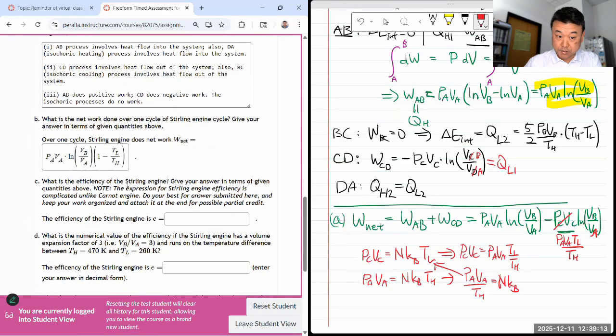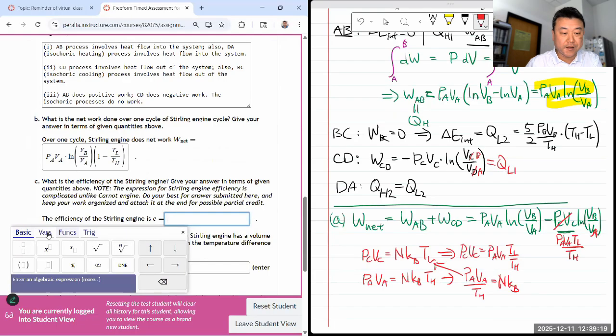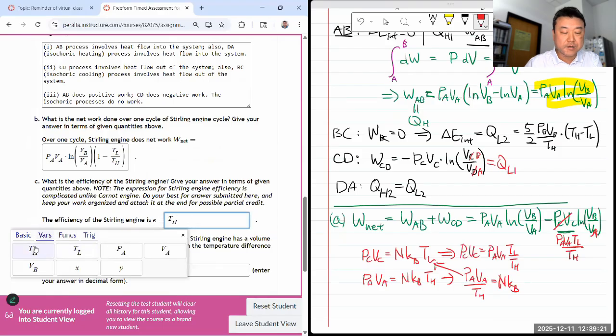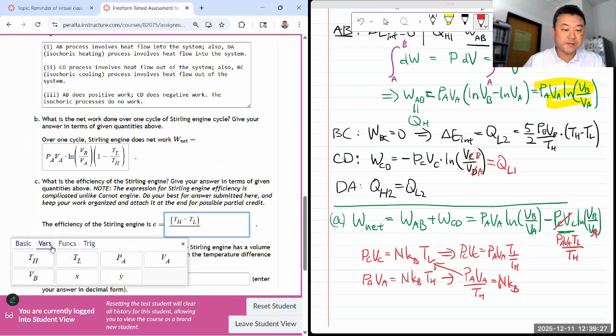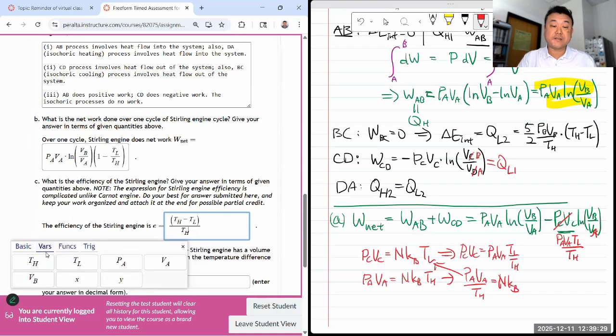What is the efficiency of the Stirling engine? Give your answer in terms of given quantities above. Yeah, it's complicated. If you just write TH minus TL, the whole thing divided by TH, that will be graded as incorrect.